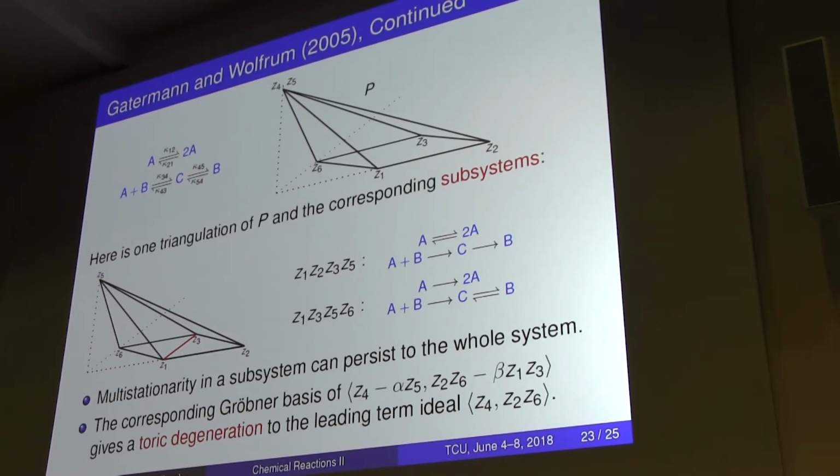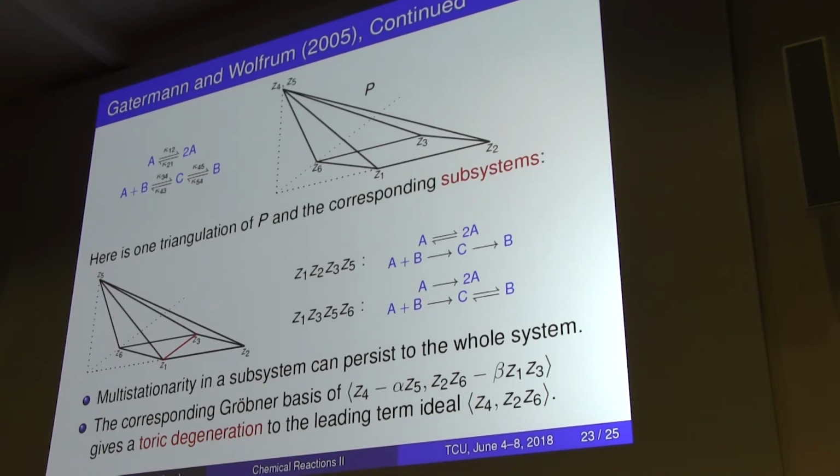So I get this simpler system. And that's one simplex, and the other simplex picks out this one. What this geometry is doing is picking out some interesting subsystems, and one of the comments that Karen and Wolfram make is that multistationarity in the subsystem can persist to the whole system. And so what that means is that to understand multistationarity, I don't necessarily have to understand the whole system. I can look at some simpler stuff.